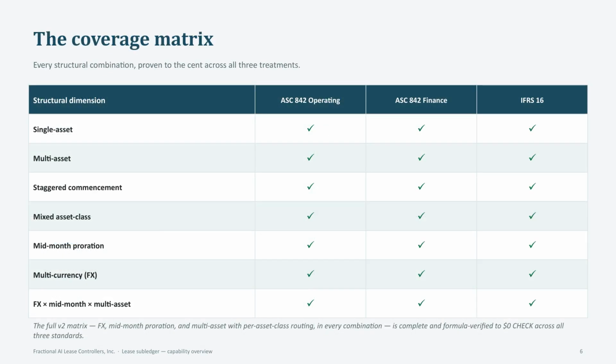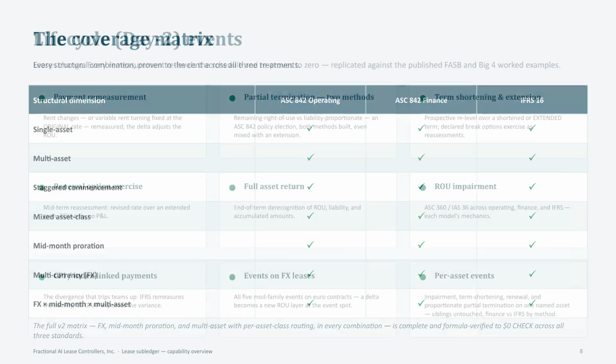And that composition isn't a claim, it's a matrix. Every structural combination down each column, single asset, multi-asset, staggered commencement, mixed class, mid-month, FX, and FX times mid-month times multi-asset, proven to zero across ASC 842 Operating, ASC 842 Finance, and IFRS 16. The full matrix is complete and formula verified to a zero check on every cell.